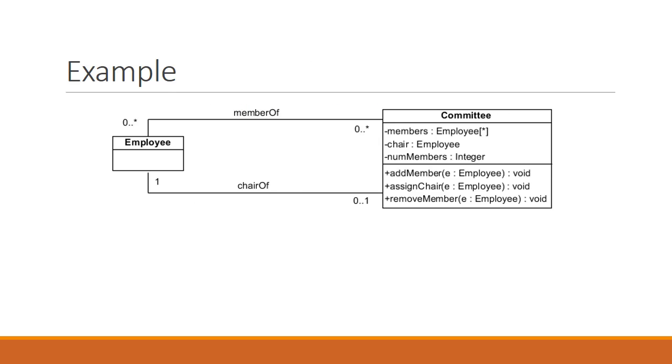Let's take a look at this example. We see that an employee is a member of multiple committees, and each committee can have multiple employees as its members. Additionally, an employee may be the chair of at most one committee, and each committee must have exactly one employee. This looks pretty simple, but there are various integrity constraints that must be considered.